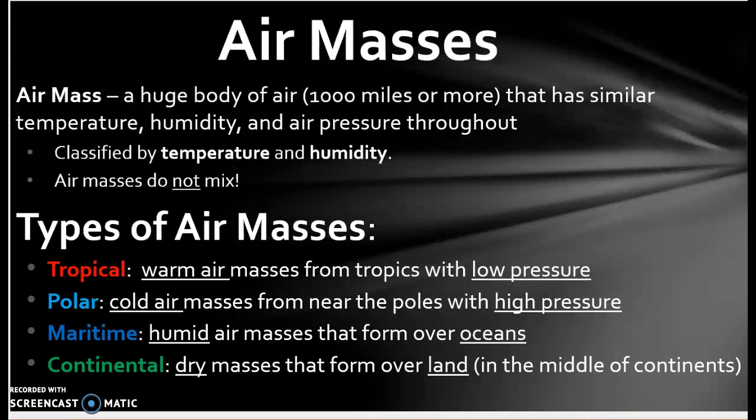Maritime air masses, okay, maritime means the ocean, so they form over the ocean, and so they're going to have a lot of humidity. They're picking up all the moisture from the water. And continental air masses are dry because they form over the land, so in the middle of a continent, which means they don't have much moisture. So these 4 words are used to describe air masses based on where the air masses form. And we use the words in combination with each other to describe the air mass.